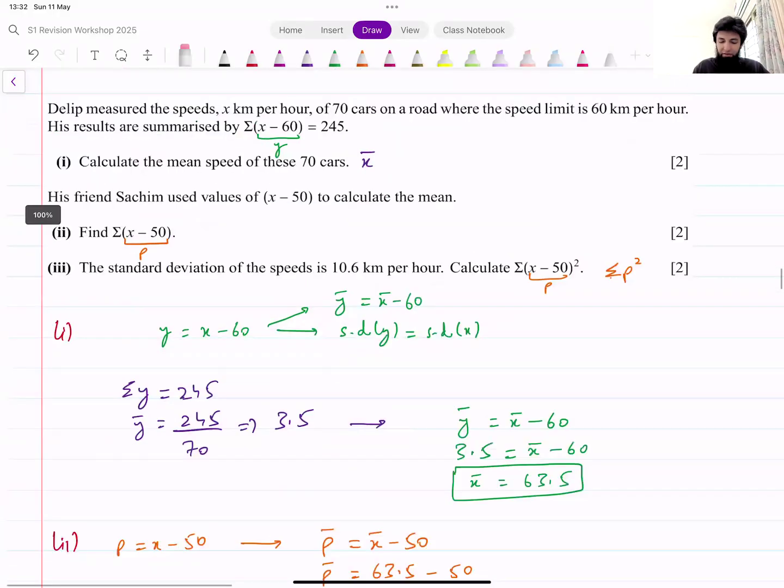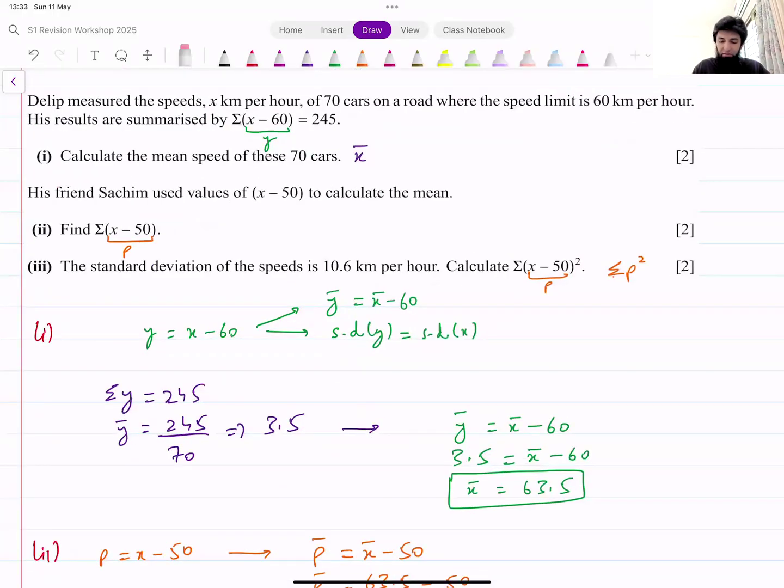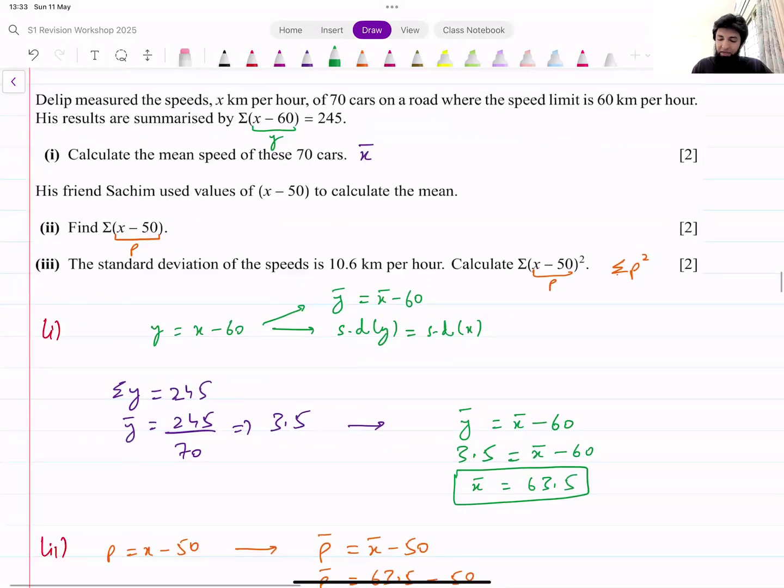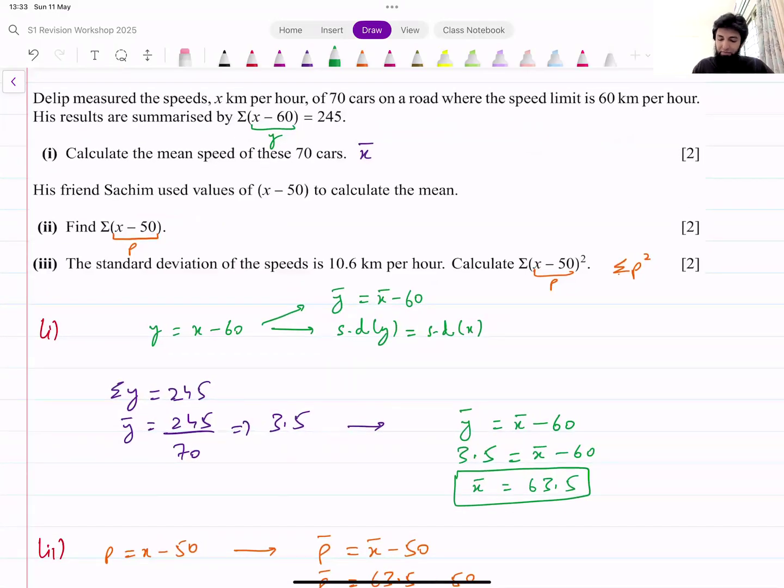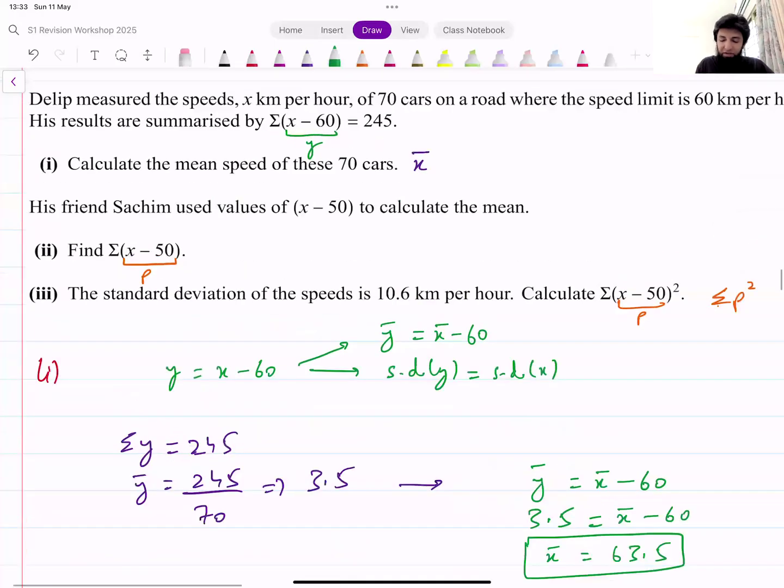We have speeds given. They are represented by x kilometers per hour. They're represented by x for 70 cars, and we're given that sigma (x - 60) is equal to 245. We want to find the mean speed of the 70 cars. That means we're looking for x bar, right? Speed is x. We want to find the mean of x.